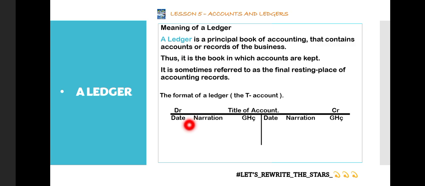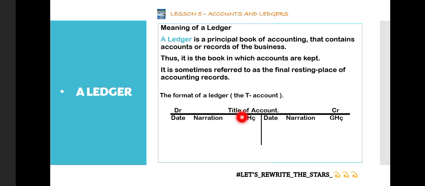So always the dates are required. And everything you see at the left side, you see the exact same thing at the right side. Are you getting it? So we have the date, and then we have narration. Now here the narration always has to do with the corresponding account.